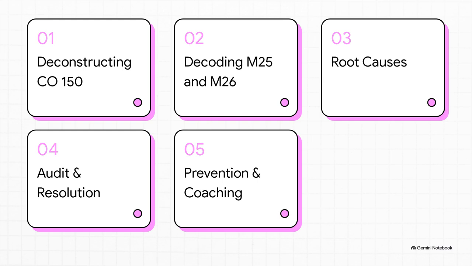Here's how we're going to break it all down today. First, we'll deconstruct the CO150 denial itself. Then, we'll decode remark codes M25 and M26. Dig into the 5 root causes of downcoding, map out your audit and resolution workflows, and finally, wrap up with prevention and CDI coaching. Let's get to it.